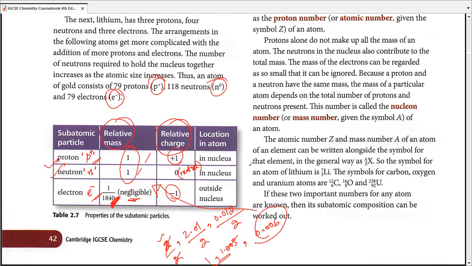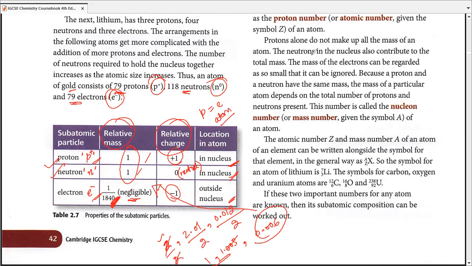So the location in an atom is something pretty easy. We know the proton is a part of the nucleus and is part of the atom. So is the neutron, but the electrons are revolving outside the nucleus. There's an easier example over here. An atom of gold will consist of 79 protons. It could also consist of 79 electrons, but 118 neutrons, which gives us the idea that the number of protons and number of electrons are equal for an atom.